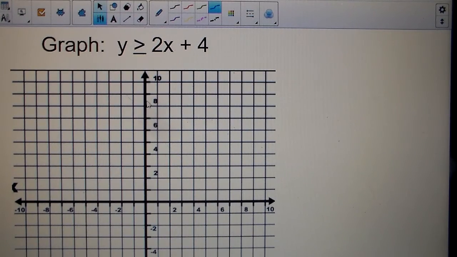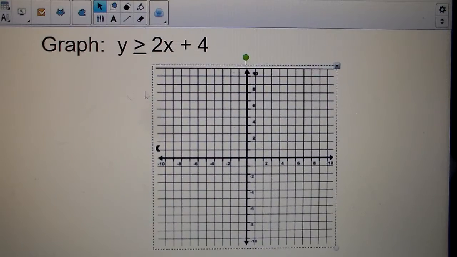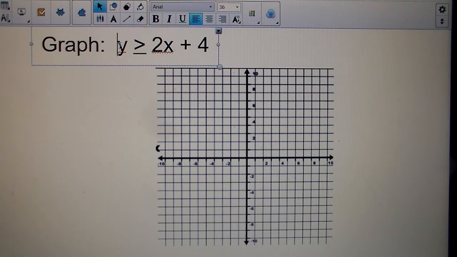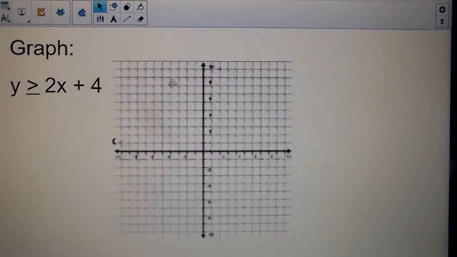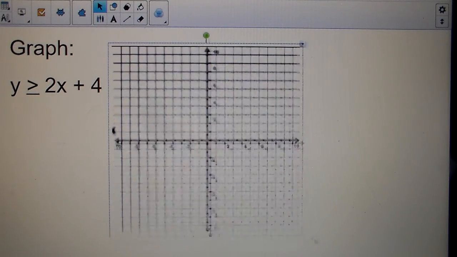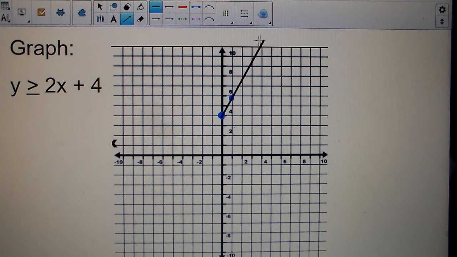Let's try another one. We have y is greater than 2x plus 4. So we have 2x plus 4, so we need to plot a coordinate at +4, which is right there. 2x, that means up 2 over 1. So I plot it. I connect those two coordinates.